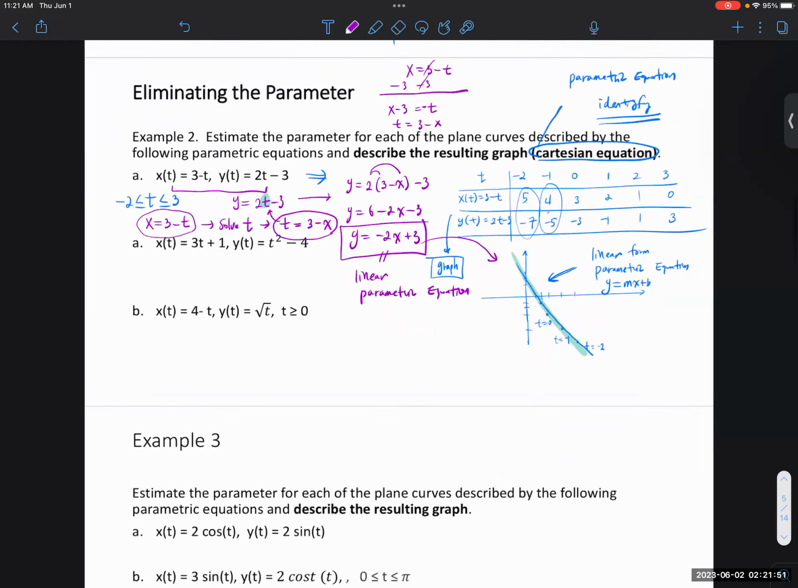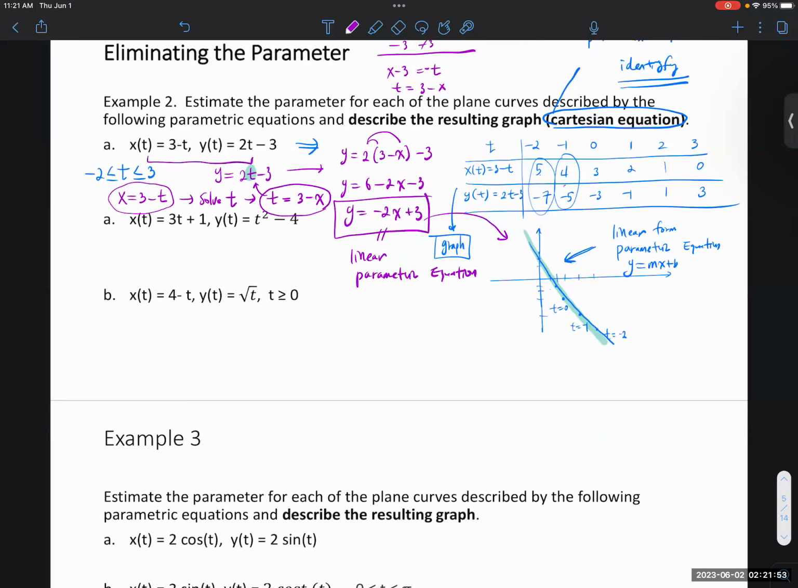So it's not going to be really crazy work. So it should be fine. Okay. I'm going to keep practicing like that. So the answer is y equal to negative 2x plus 3. Let's try one more example.